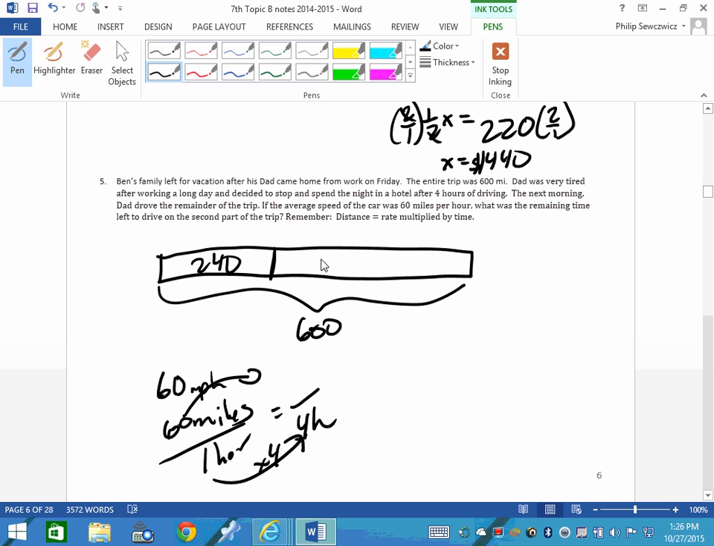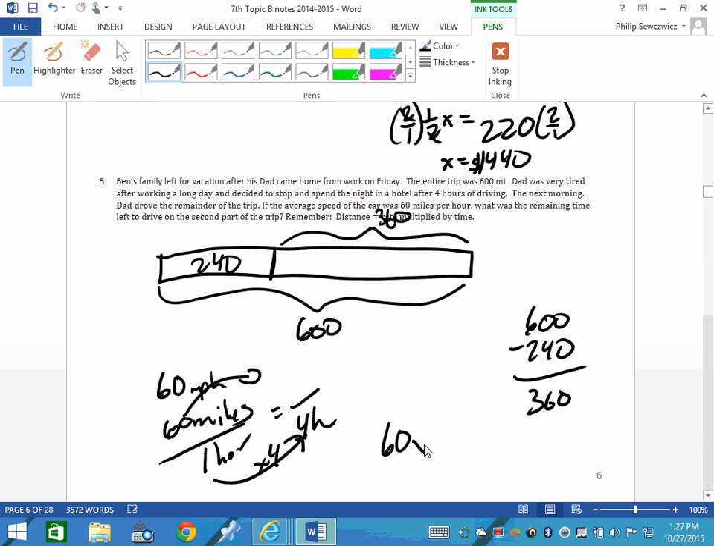Now, what's the remaining amount that's left? Well, we can do a little bit of a subtraction problem here. All right, so 600 minus 240, that's going to give me 360. So I know the remaining portion is 360. Now, the remaining portion is 360, and he was going 60 miles per hour. So I want to know 60 times something has to give me 360.